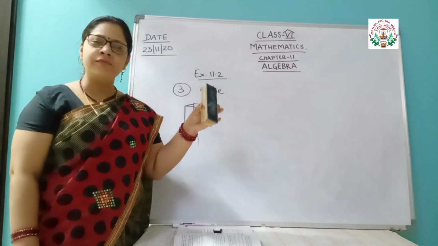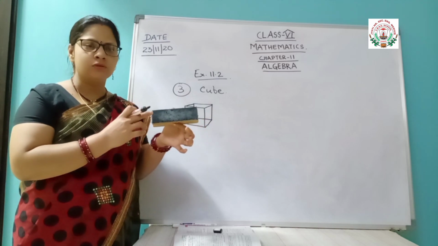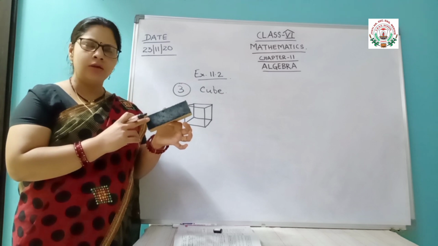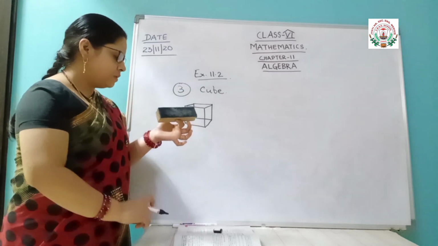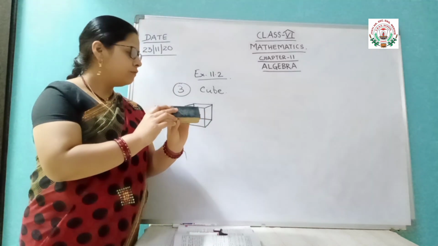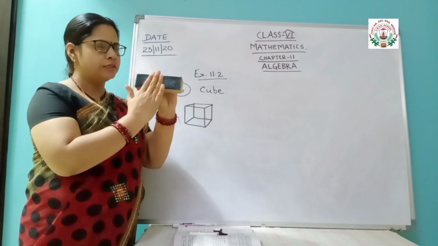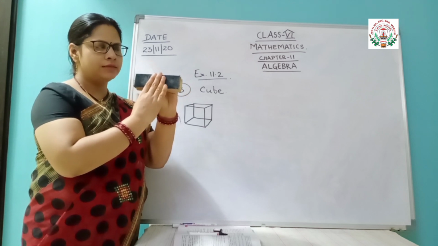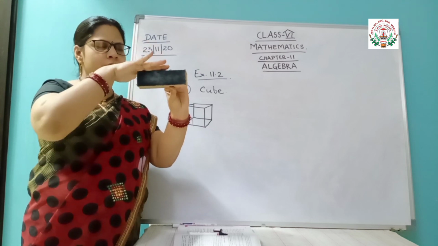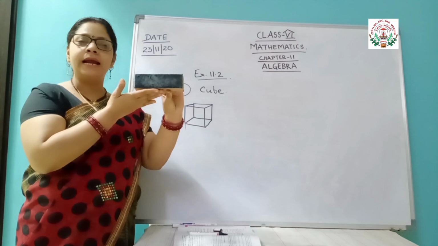If it were made of squares, then it would be a cube. It is made of rectangles, therefore it is a cuboid. Okay, so now what is a face? This whole surface is called a face. So this is one face, the back side is the second face, third face, fourth face, fifth face and sixth face. 6 faces are there. Now come the edges.